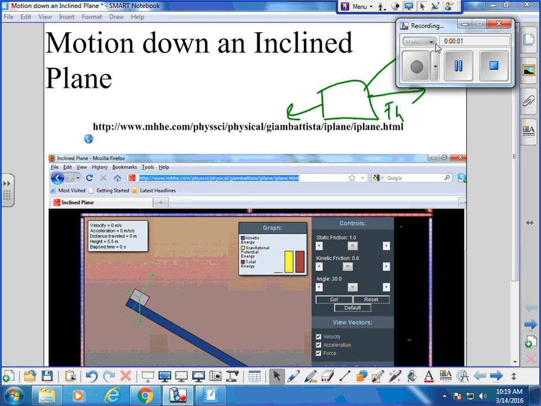So today we're going to talk about motion down an inclined plane, and I don't know if Mr. Smigalski's talked at all about this, but I'm going to give you some new formulas today.